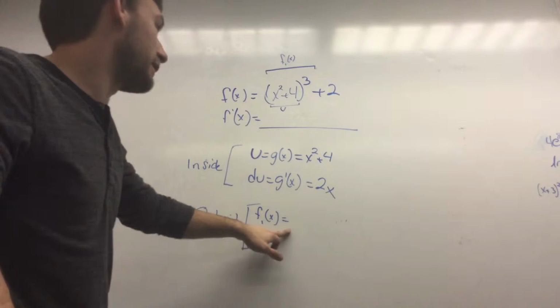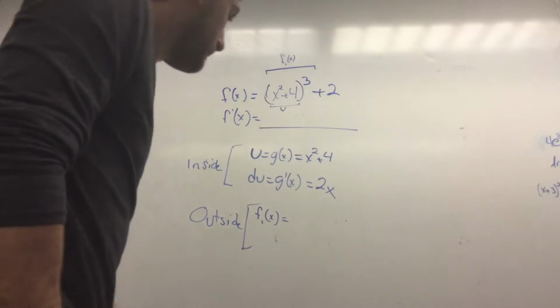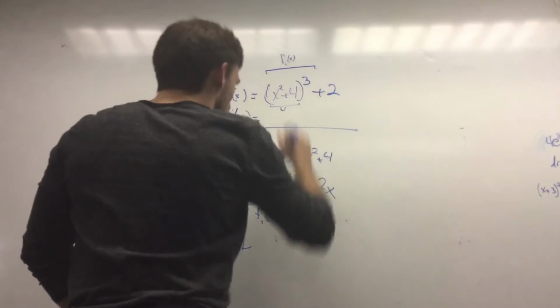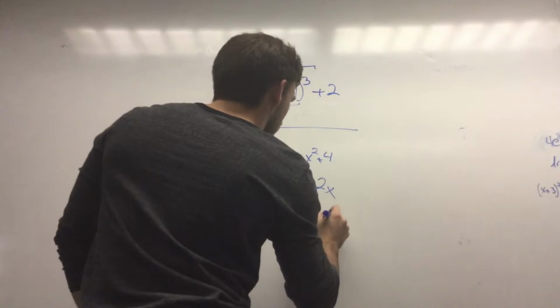So that's why I'm saying it's a little different, because we're not including this too. Not that it matters in this problem. In other problems it could. So I'm going to say my f of x is just, I'm going to just rewrite this: x squared plus 4 to the third.